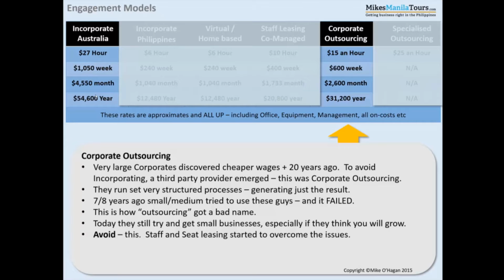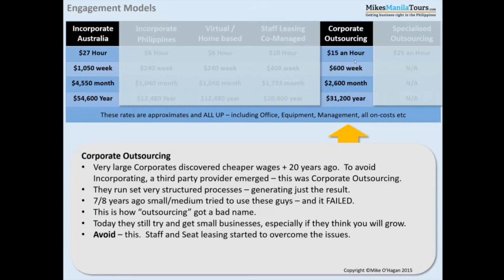And so a lot of them are still trying very hard to get the smaller businesses in, and I'm endlessly pulling people out of trouble because they haven't got the structured processes. So if you're large and you've got very, very structured, robust systems, it's worthwhile looking at them. If you're not, then I suggest you avoid them.